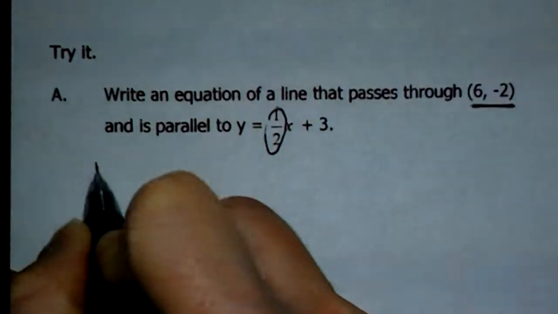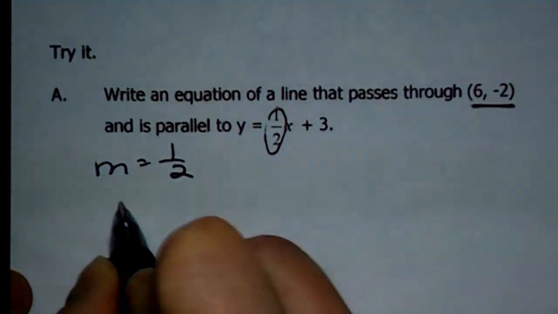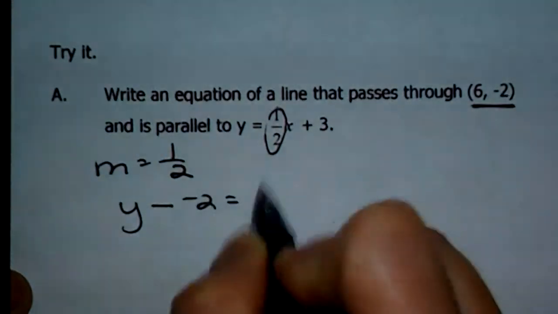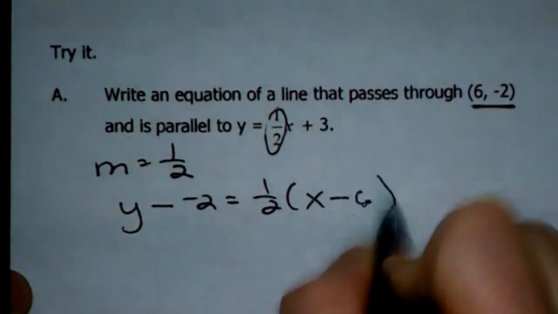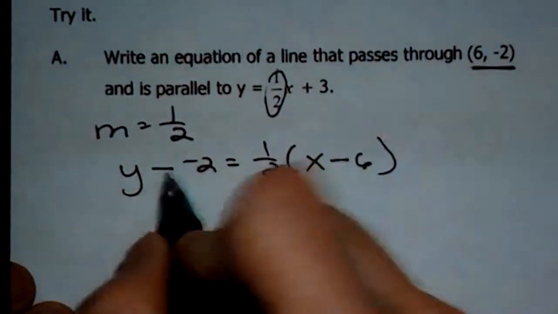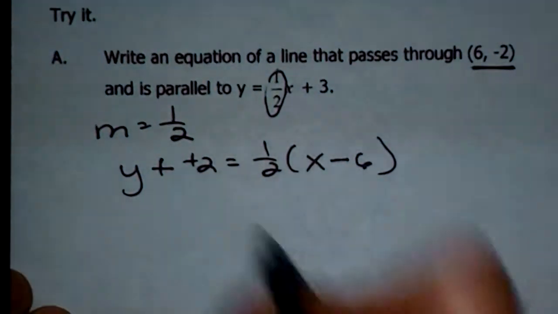I said step 1, identify the slope. So your slope is 1/2, right? All right, so y minus y1, which is negative 2, equals the slope times x minus x1, which is 6. Okay, so now I want to write this, and all of these I want to be in slope-intercept form.